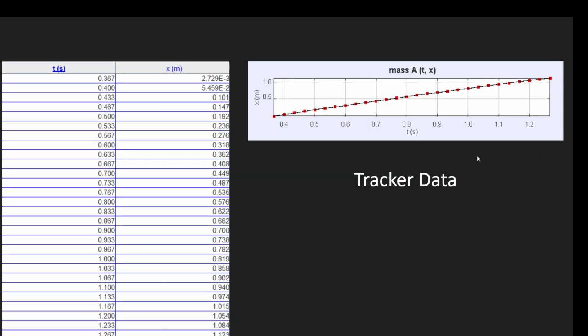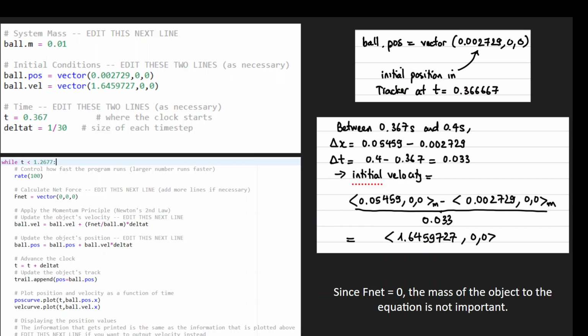So you can see that this is the Tracker data that I have screenshotted. To begin with, I start with the time at 0.367, and then there's a time interval of 1 divided by 30 seconds. You can see that the graph is pretty linear, indicating, like I said, a constant velocity over time and approximately zero net force acting upon the object. Because we assume that F net is equal to zero, the mass of the object is not very important.